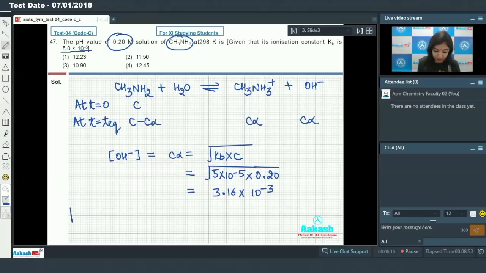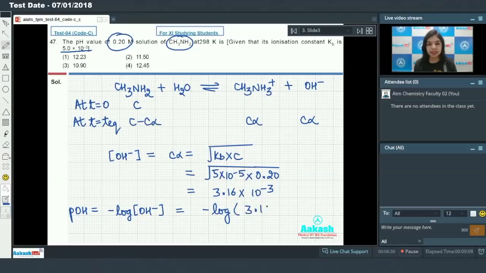So from here we can find pOH. So what will pOH be? It will be equal to minus log of concentration of OH negative. Now substitute the value of concentration of OH negative, so it will be equal to minus log of 3.16 into 10 raised to the power minus 3. If you calculate this, it will come out to be 2.5. So now we have pOH with us. Now what do we have to find? We have to find out the pH. So pH will be equal to 14 minus 2.5, which will be equal to 11.5. Fine. So option number 2 will be the correct answer.